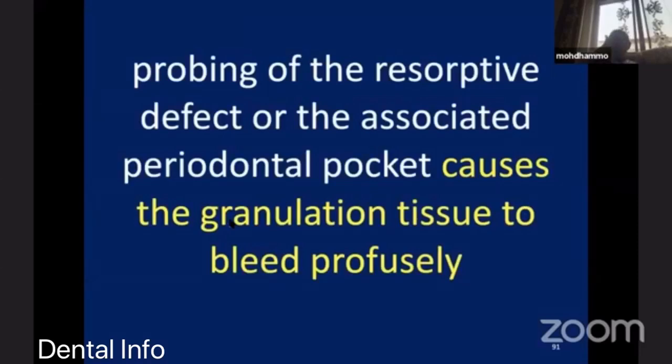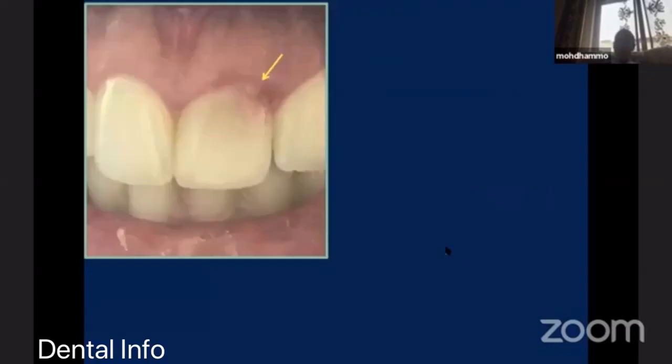Another important examination we can make is when we use our probe. A probing of the resorptive defect or the associated periodontal pocket. If we examine with our periodontal probe, we will notice a resorptive defect or associated periodontal pocket causes granulation tissue and it will bleed profusely. So a lot of bleeding when we check this pocket.